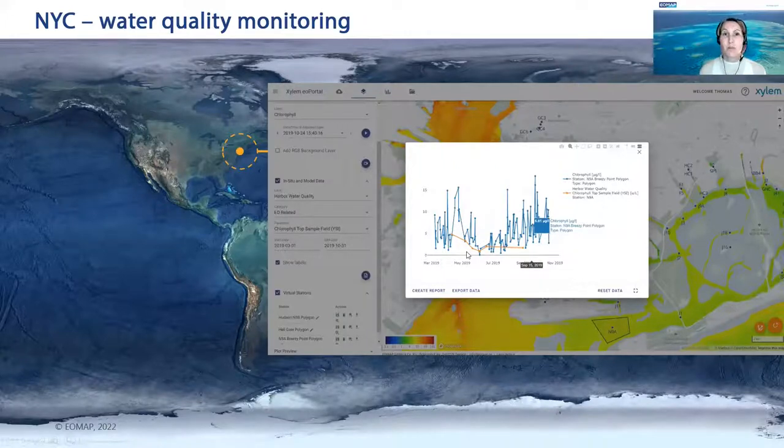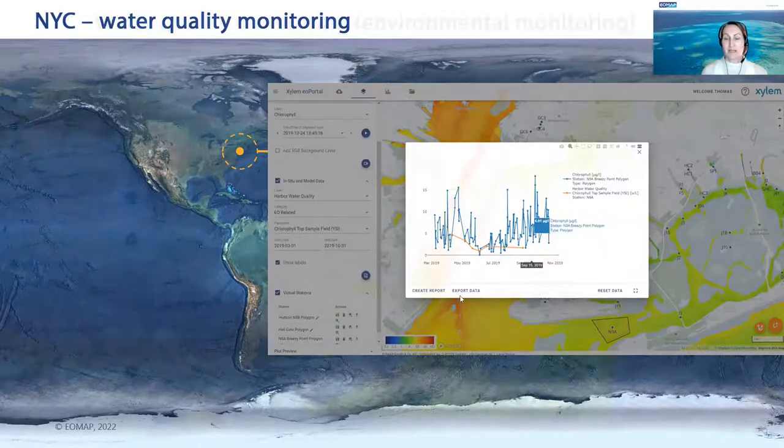If you look at the blue line, this is the observation of the same parameter, again chlorophyll, that can be obtained from satellite data. We have a very high temporal frequency, and you see that very different timelines or time series are available here.